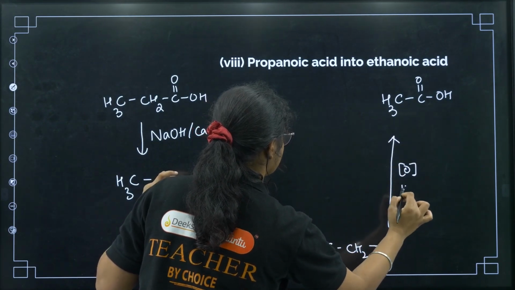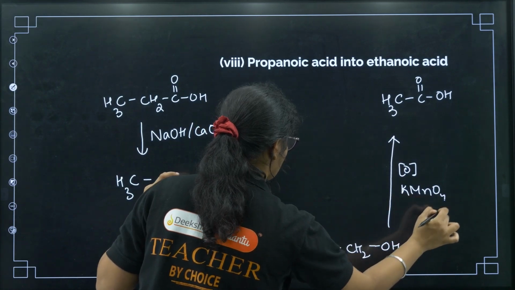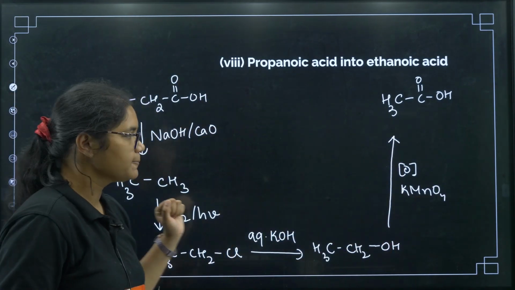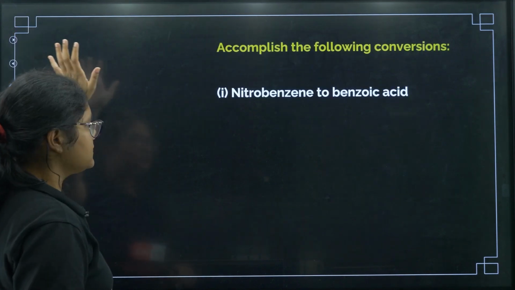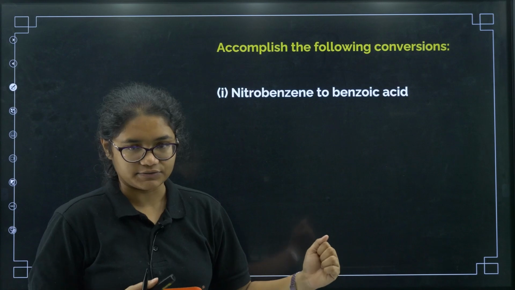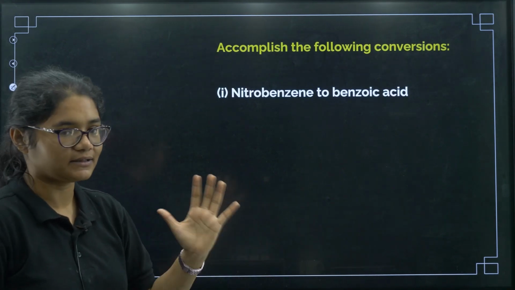What you can use, like KMnO4, this is a primary alcohol, so with KMnO4 you will get ethanoic acid. See, there can be many methods, but I am telling you some of the methods which are using more reactions. There can be many shorter or longer methods as well.